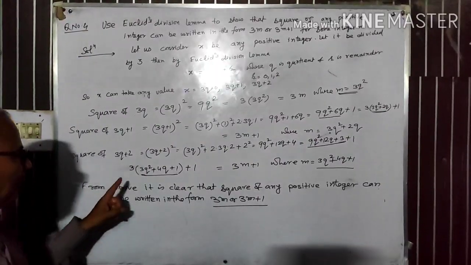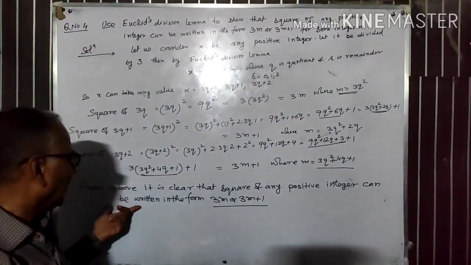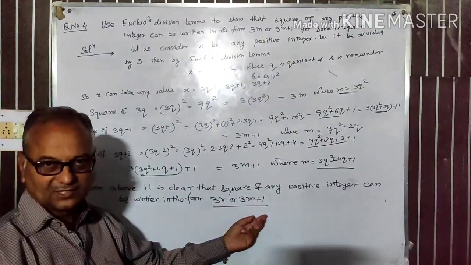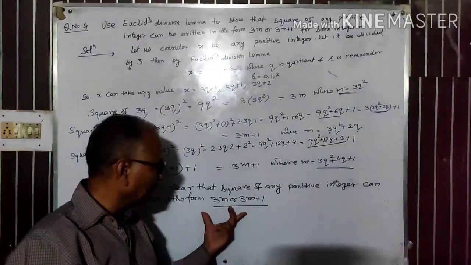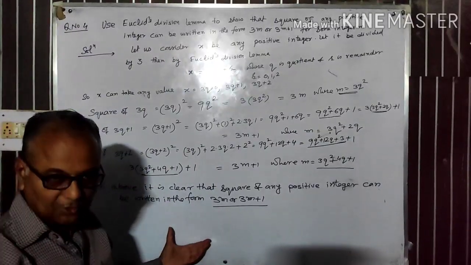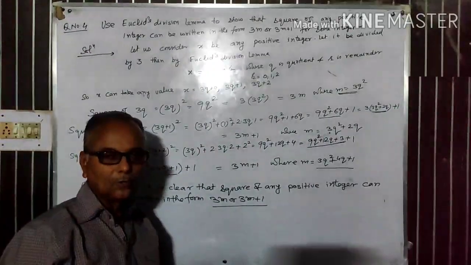So from above, it is clear that square of any positive integer can be written in the form 3m or 3m plus 1. That is all for today. We will do the next tomorrow. So please go through all those questions and make a note of this.